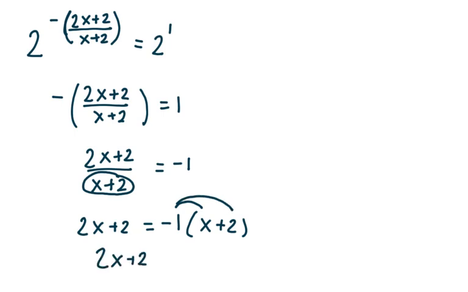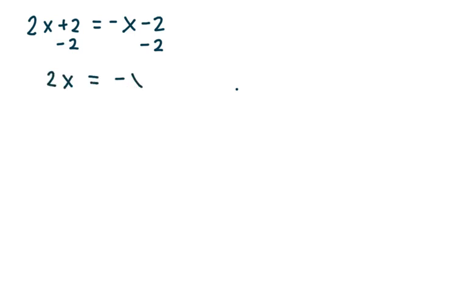So I get 2x plus 2 equals negative x minus 2. Okay. So far. So let's write that on the next page. So 2x plus 2 is equal to negative x minus 2. Subtract 2 on both sides. Okay. Now, this says 2x is equal to negative x minus 4.